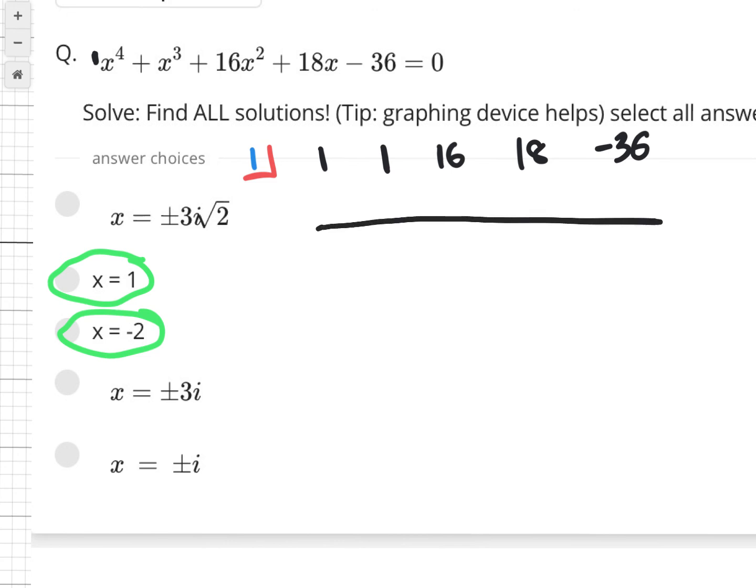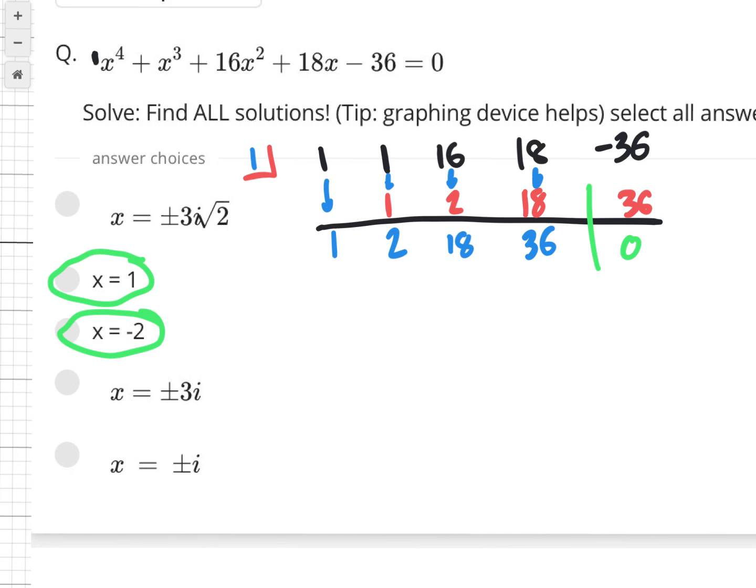And as I go down, I combine. 1 plus nothing is 1. As I go up, I multiply. 1 times 1 is 1. As I go down, I combine. 1 plus 1 is 2. As I go up, I multiply. 1 times 2 is 2. As I go down, I combine. 16 plus 2 is 18. As I go up, I multiply. 1 times 18 is 18. As I go down, I combine. The 18 plus 18 right here is 36. As I go up, I multiply. 1 times 36 is 36. And of course, I am happy to see this 0 as my output, the 0 as my remainder.